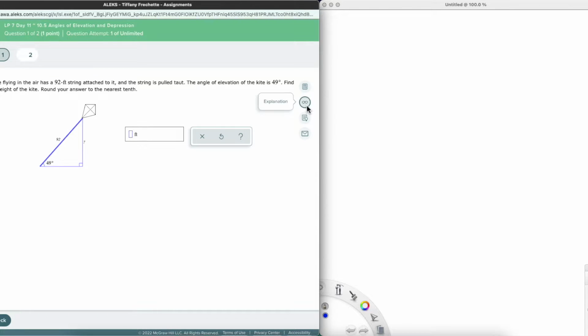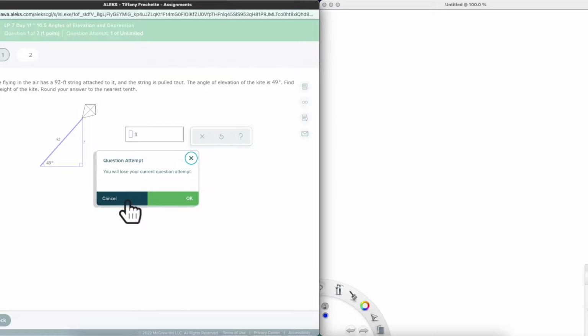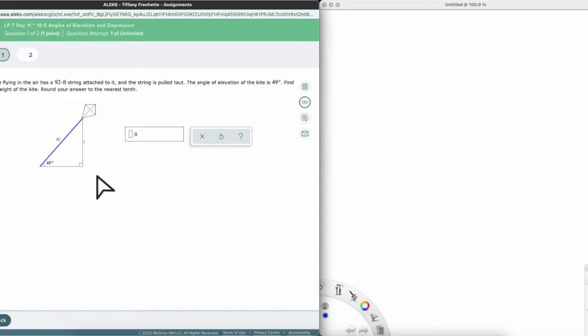So explanation tells me I'm going to lose my current question attempt because it's going to give me the answer or solution to this question. So it's not going to give you the solution and then let you come type it in.